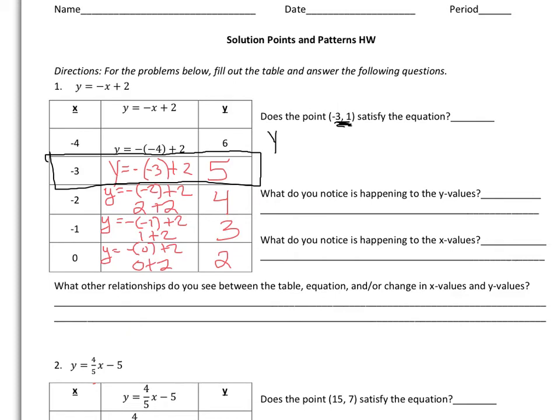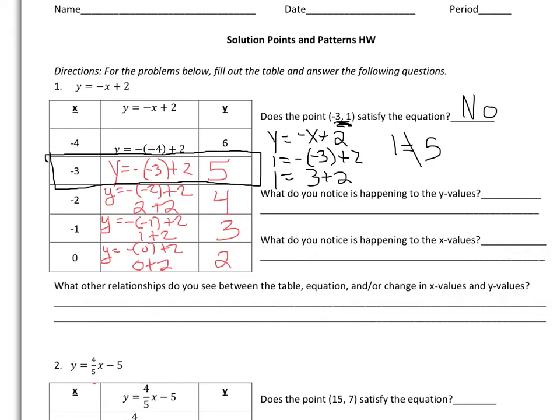Okay. So to show our work with the equation, if it wasn't in our chart, we start by writing the equation. We substitute in our x and our y. So 1 equals negative negative 3 plus 2. A negative negative 3 is just a 3 plus 2. So we get 1 equals 5. That is not a true statement, so it does not satisfy the equation.